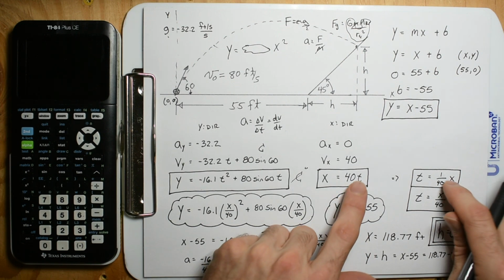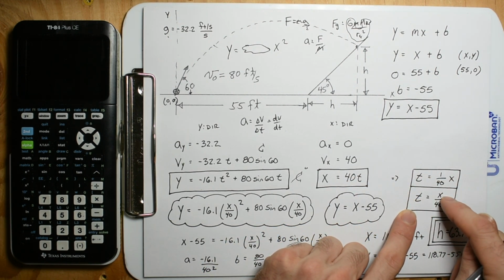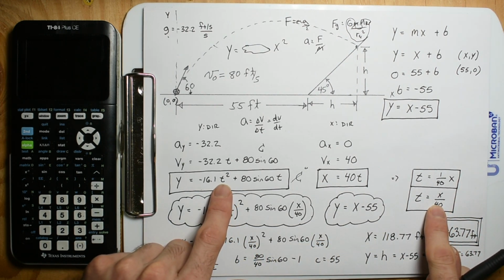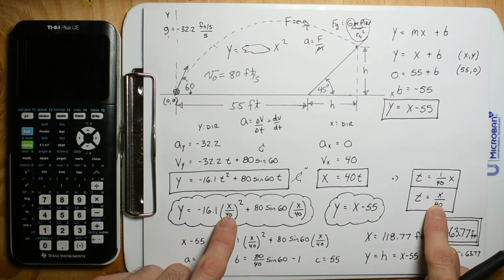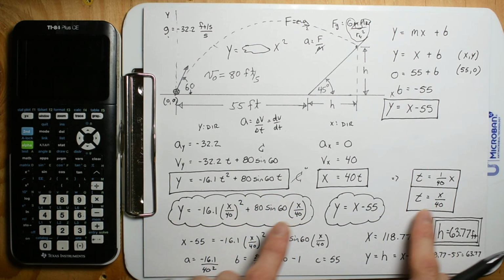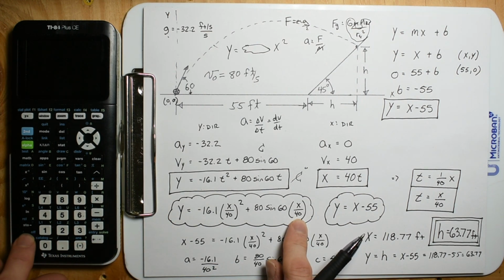So that's what we do here. Just drop the 40 downstairs, and we get t is equal to x divided by 40. Just a couple different ways to write it. When we plug this t in, we're going to get x divided by 40 squared right there, and then x divided by 40 right there. So we have a function of y, and I even graphed it.